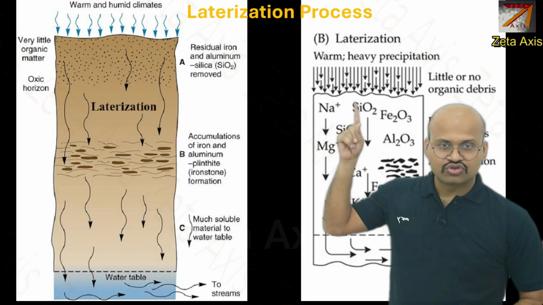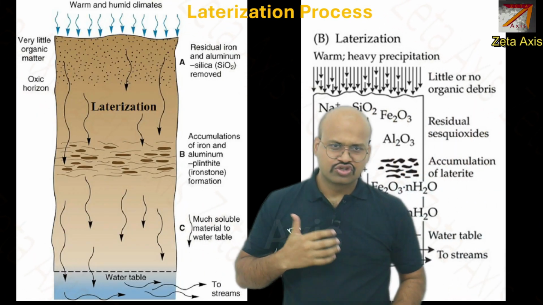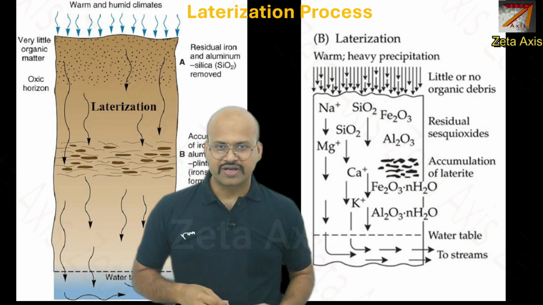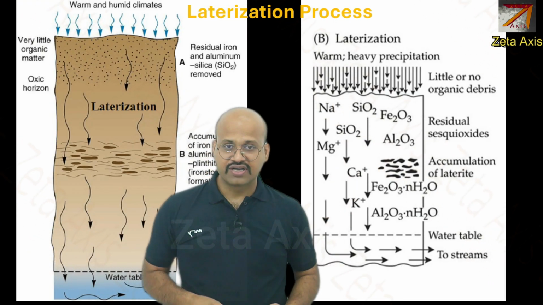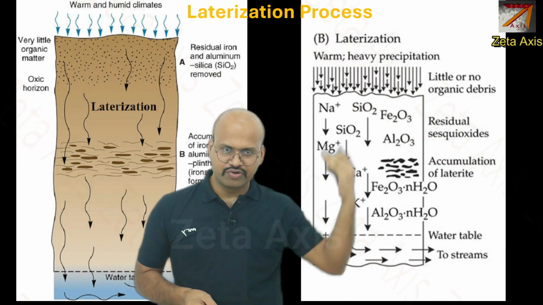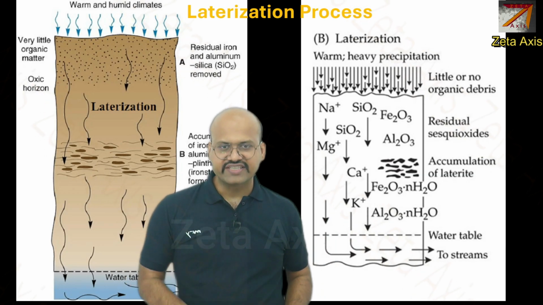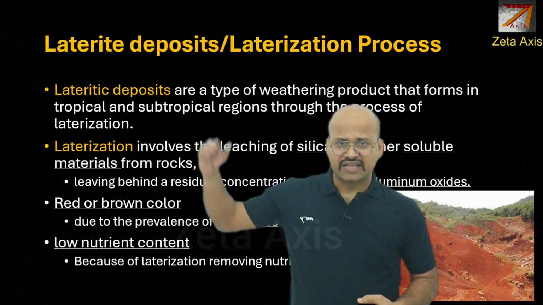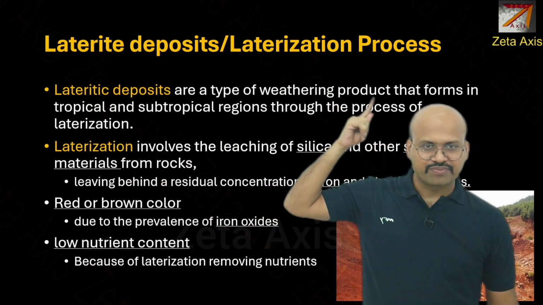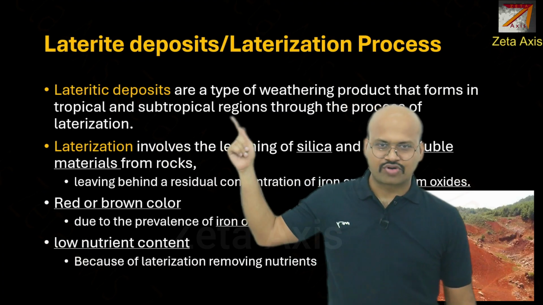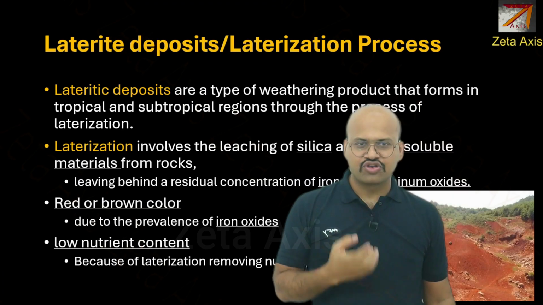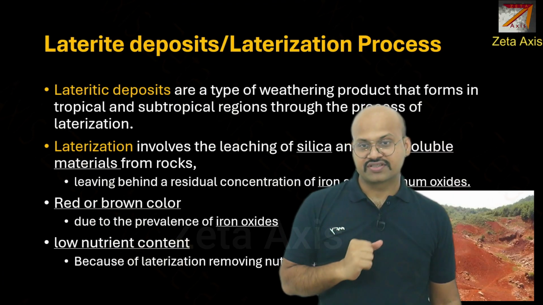Moreover, sodium, magnesium, calcium are all salt forming compounds. Because they are removed, the soil becomes acidic in nature. Remember, the presence of salt gives it a basic or alkaline nature, but because they are removed, the soil becomes acidic. So here are the laterite deposits or laterization process. Laterite deposits are a type of weathering product that forms in tropical and subtropical regions through the process of laterization. Why tropical and subtropical? Because there is high humidity and a large amount of precipitation.